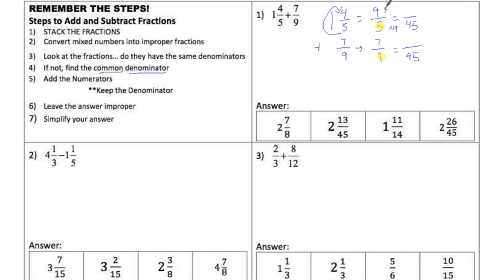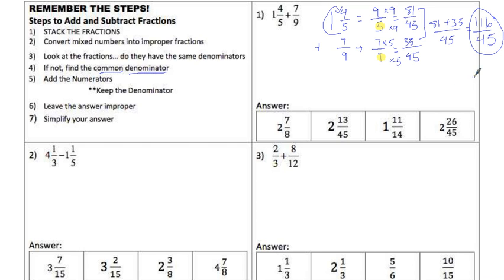So what we do to the bottom, we need to do the top. 9 times 9 is 81. 9 times 5 is 45. And whatever we do to the bottom, we must do to the top. So 7 times 5 is 35. And we are adding, so we're adding the numerators. 81 plus 35 over 45. 81 plus 35 equals 116 over 45. It does not simplify, so that's where it's going to stop.